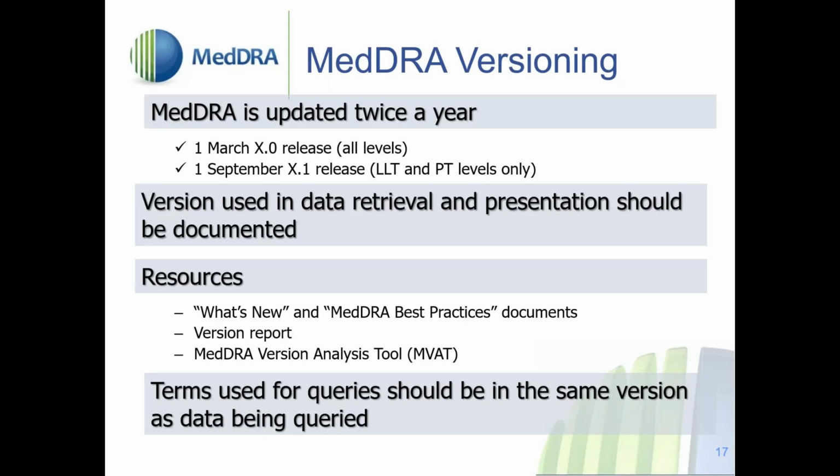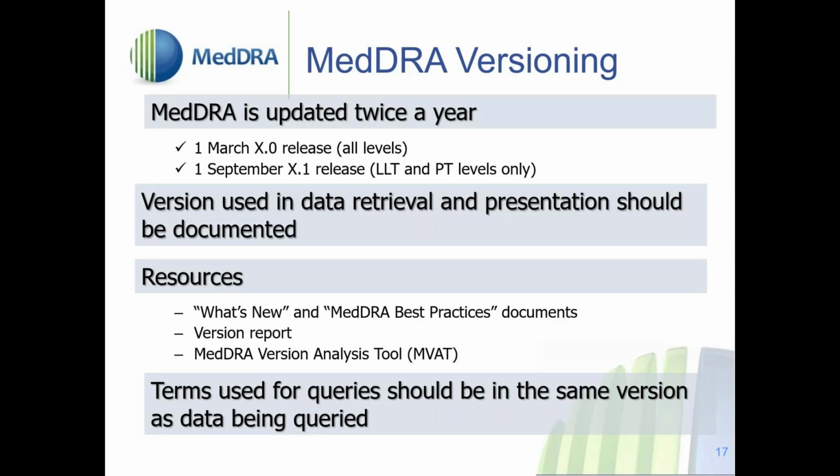The version you use when you're doing data retrieval and analysis is one of the most important parts of your documentation practices. So it's very important to note which version you used in coding, which version you used in analysis, and for them to be the same when you're comparing the data you coded.